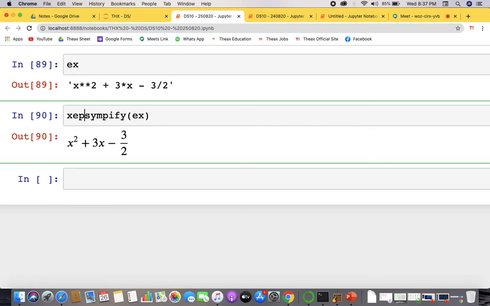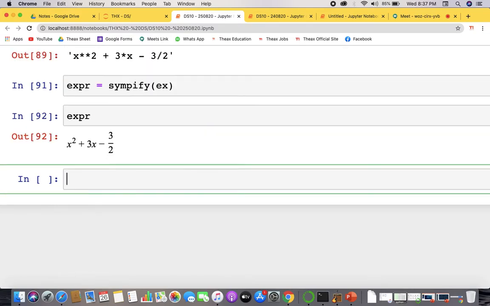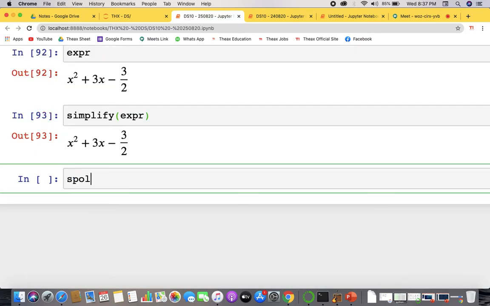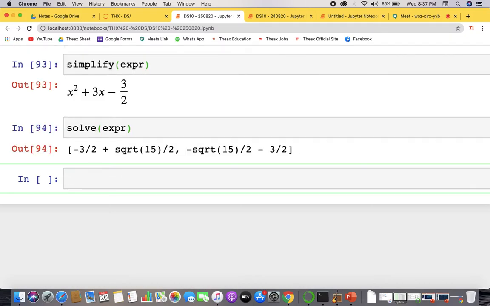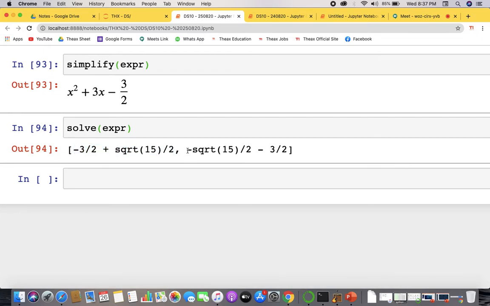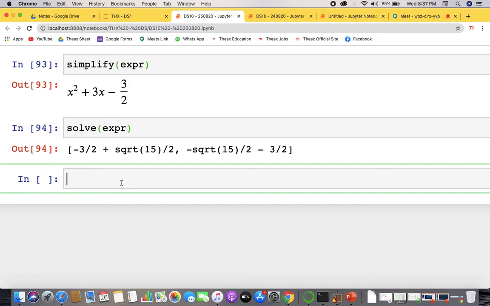Now this is exactly the equation you want, and whatever you want to do with it, this would be your expression. If you want to solve or simplify it, you can use simplify. Or you can use the solve method with this expr to find the possible values, which are minus 3 by 2 plus square root of 15 by 2, and minus square root of 15 by 2 minus 3 by 2. We will see what solve does exactly, so don't worry about that. Solve actually solves very big problems. Okay, fine, moving on to the next function.